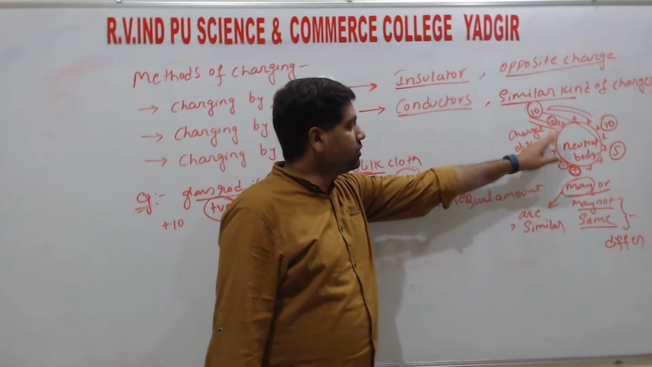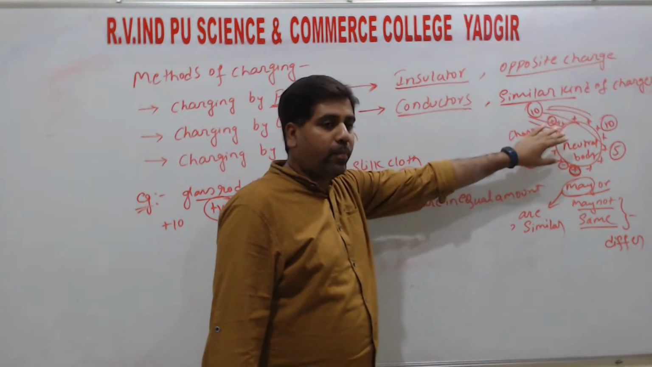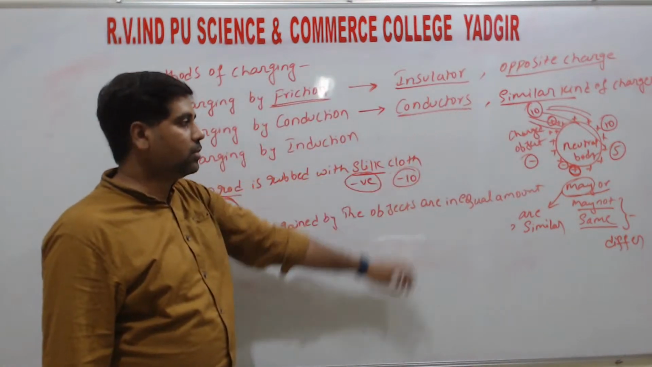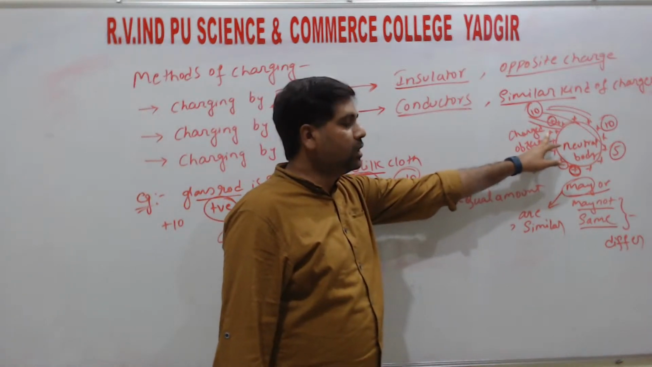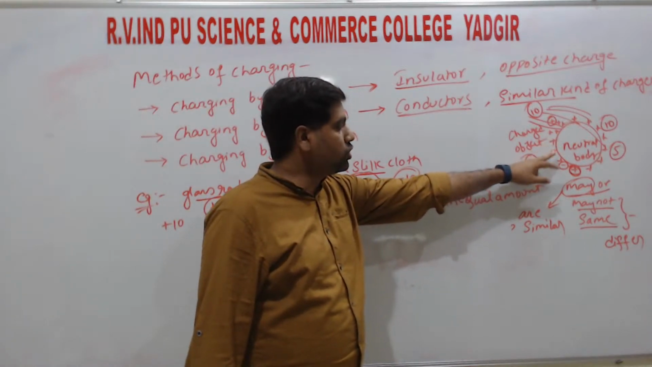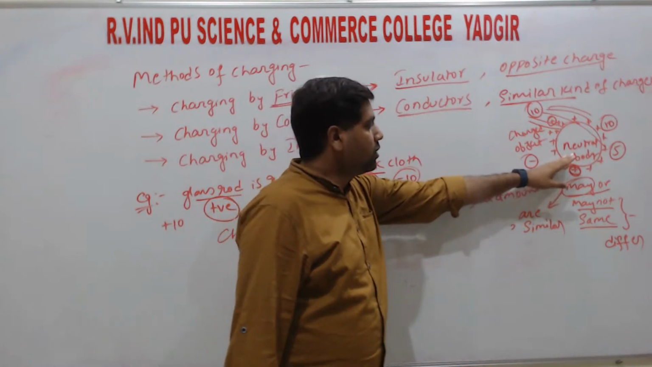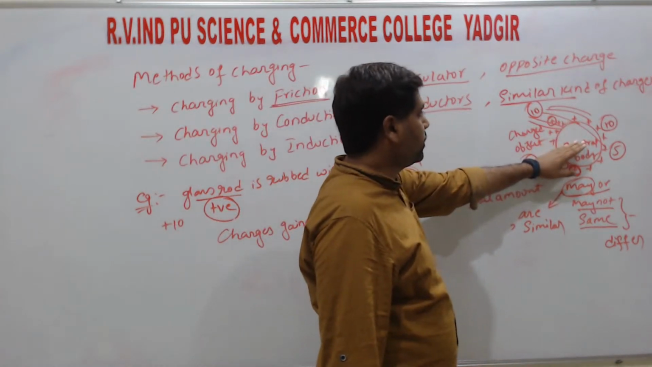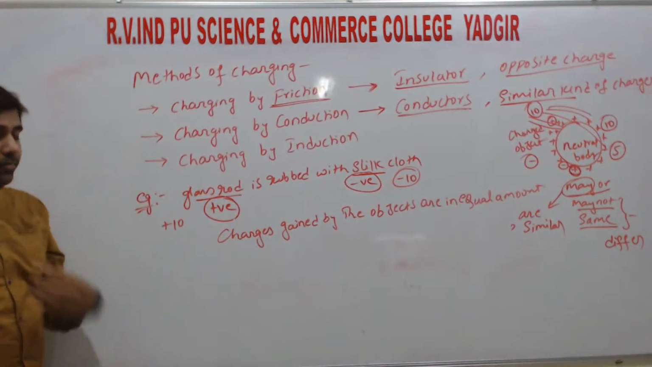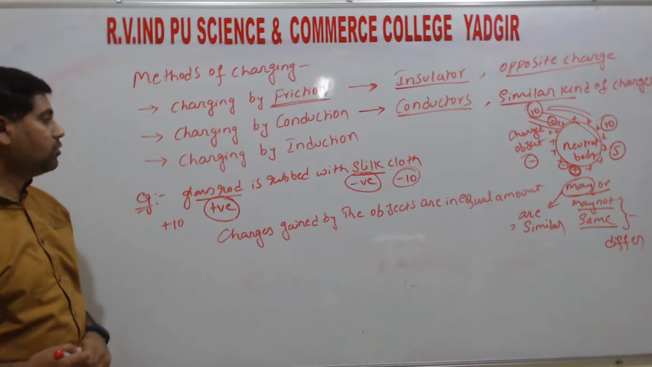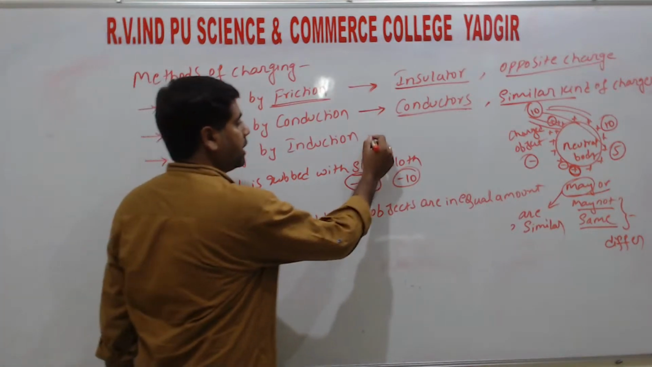Next, the charges obtained by the neutral body may or may not be the same, right? When both the bodies are the same, then only the charge distribution will be the same. When the bodies are two different bodies, the charges will be less than that of the charged body, right? So next one is charging by induction.